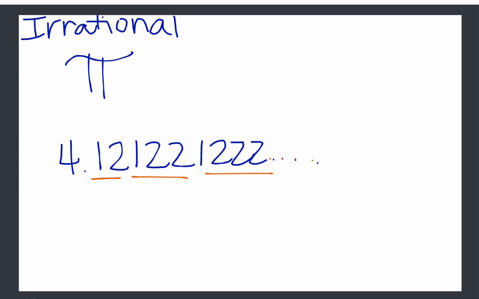So we have pi, we have this. Dividing by 0, that's an irrational number. So 4 divided by 0. You cannot divide by 0, so that's irrational. 5 over 0. Any number divided by 0 is irrational.